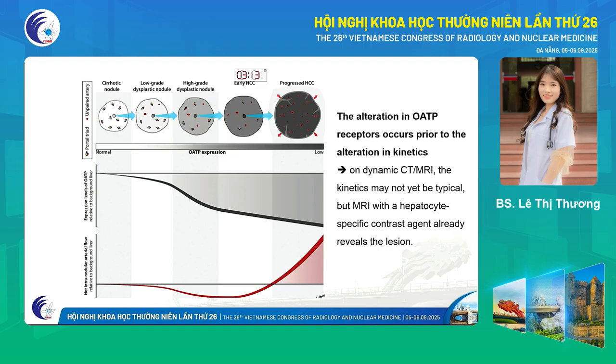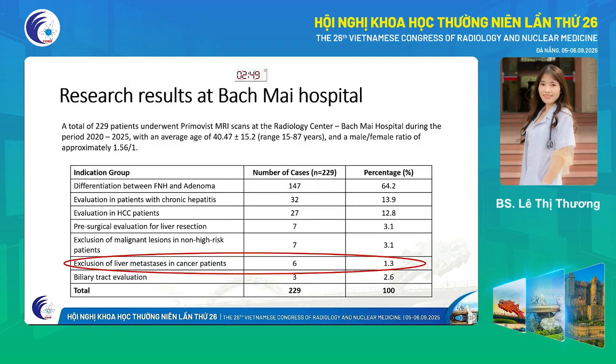So, regarding the role of early diagnosis of HCC in patients with chronic hepatitis, metabolic and molecular alterations occur prior to morphological and vascular dynamic changes. On dynamic CT or MRI, the kinetics may not yet be typical, but MRI with a hepatocyte-specific contrast agent already reveals the lesion. Another important goal of MRI with Primovist is that in a patient with primary extrahepatic malignancies presenting with liver nodules, differential diagnosis is important.